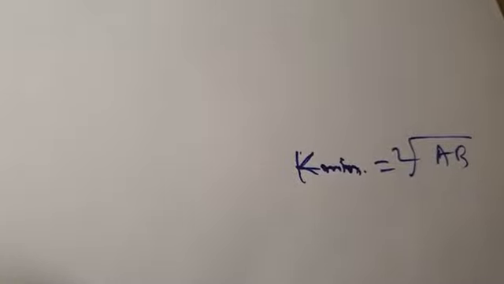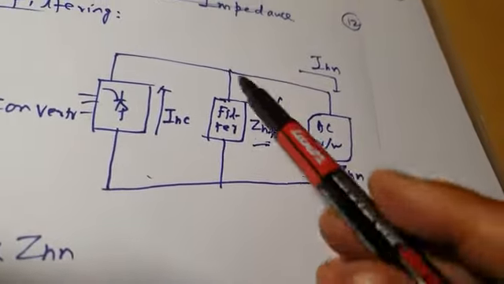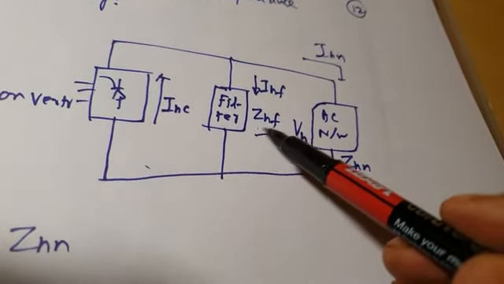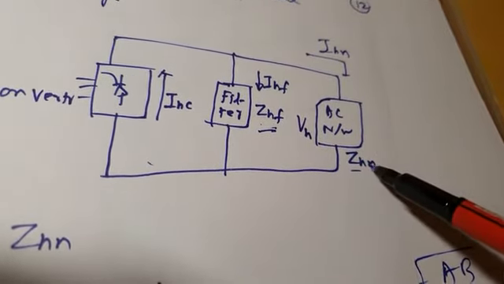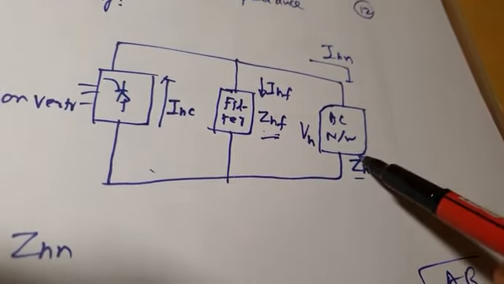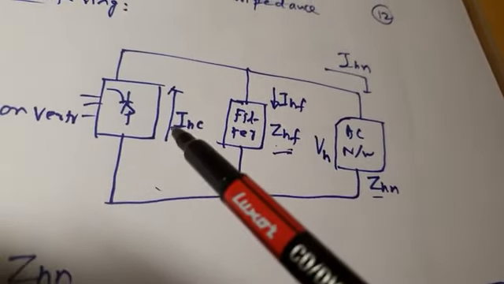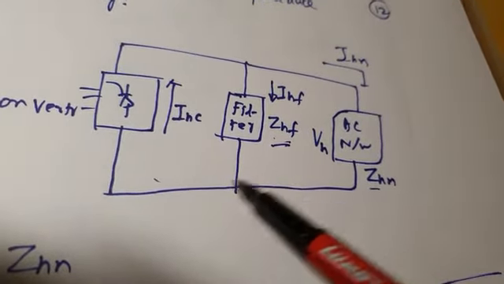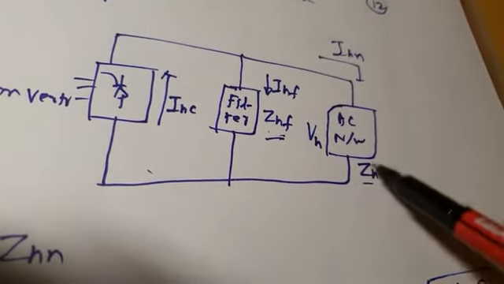If AC network impedance is very, very small as compared to filter impedance, that is, if you design the filter in such a way that ZHF is very high as compared to ZHN, which means the AC network impedance is negligibly small compared to filter impedance, then the majority of the harmonics will flow into the AC network, which is not desirable. We want to trap these harmonics so that they do not flow into the AC network.